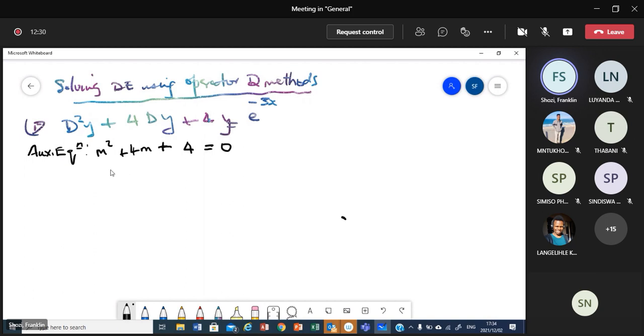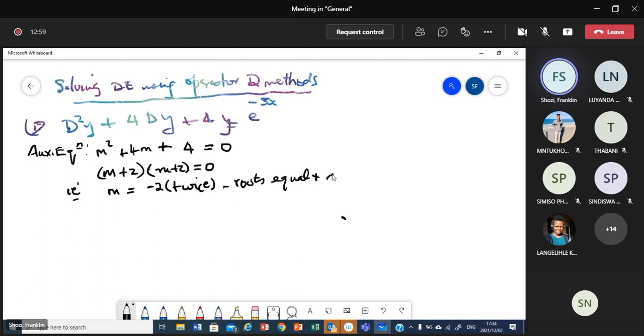Then we solve that. Factors there are M plus 2 into M plus 2 equal to 0. That is M is equal to minus 2. But you can see that there are two M plus 2. So we say it is twice repeated. So type of roots here, roots equal and repeated.